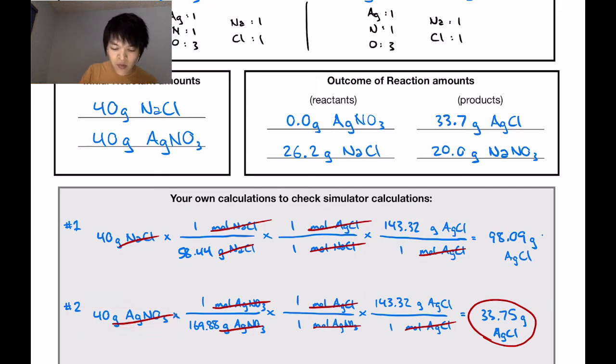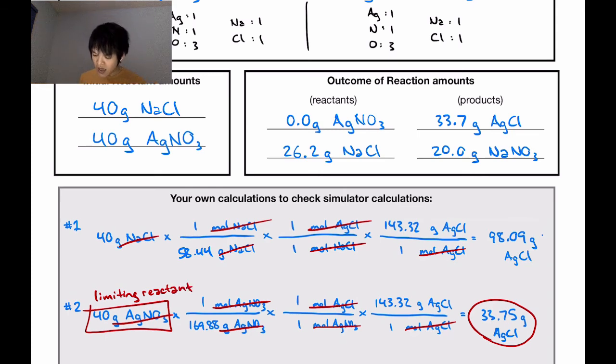So let me go ahead and label this before I explain. So this is the limiting reactant, the silver nitrate, because it runs out first. And this right here is the theoretical yield. Since the silver nitrate ran out, you can only produce 33.75 grams of silver chloride.